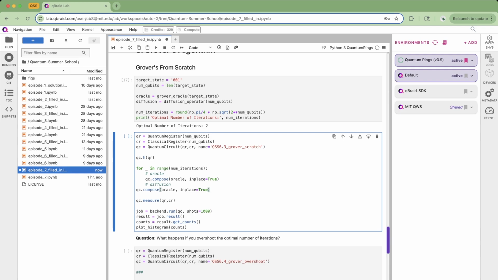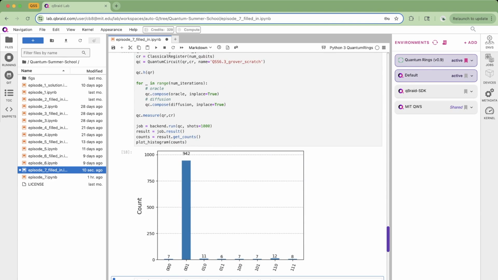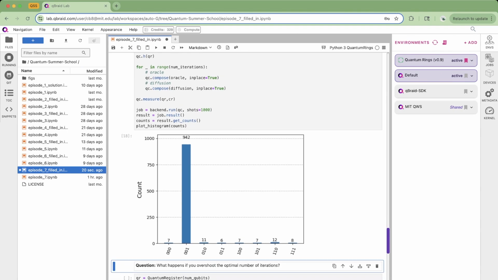And then we want to also apply our diffusion operator. And then after we've done the optimal number of iterations, we want to measure. So let's do this 1,000 times. And we can see that we measured the state that we wanted to measure 942 out of 1,000 times. And the other ones, a very small percentage of the time.